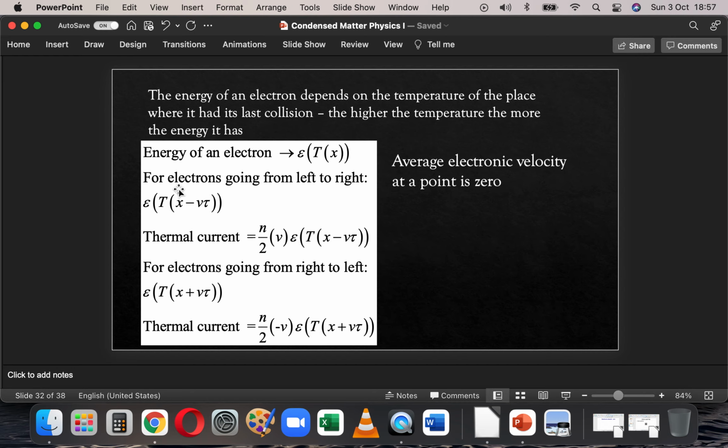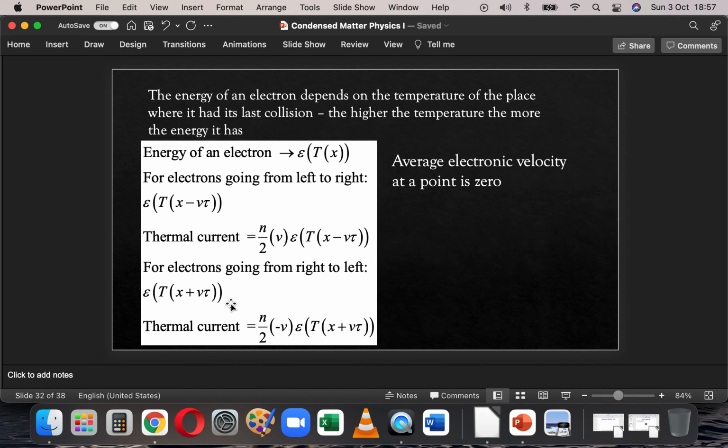So if we have electrons going from left to right, we will represent that as E of T of x minus vτ, where v is the velocity and τ is the relaxation time, because that's the kind of energies that the electrons will have after a single collision. The thermal current will be half the number of electrons per unit volume, n by 2, into their velocity into this energy. And for electrons going from right to left, you will have E of T of x plus vτ, because of the signs.